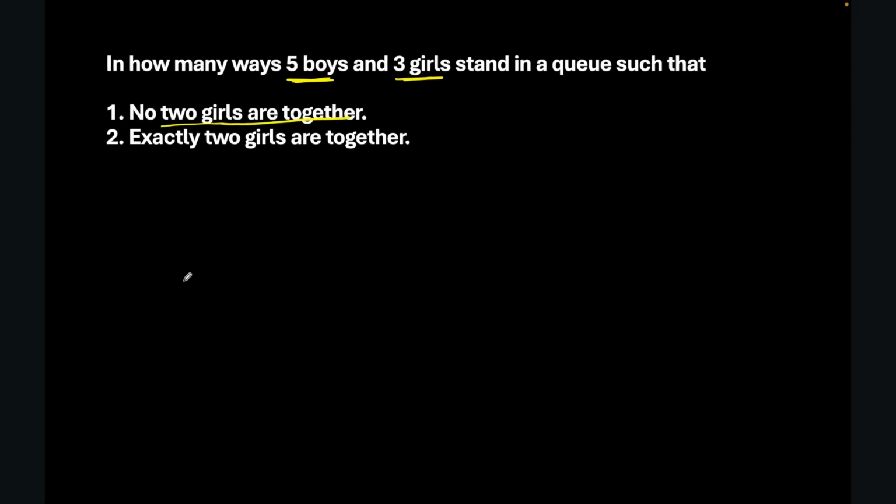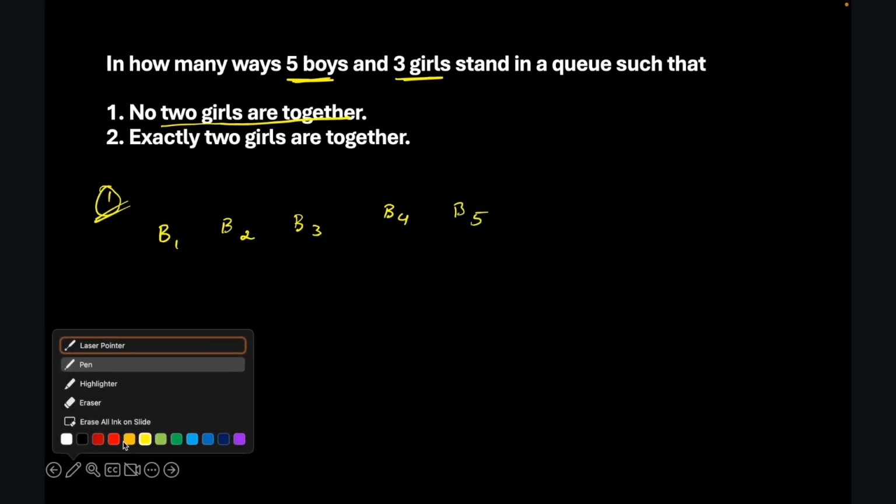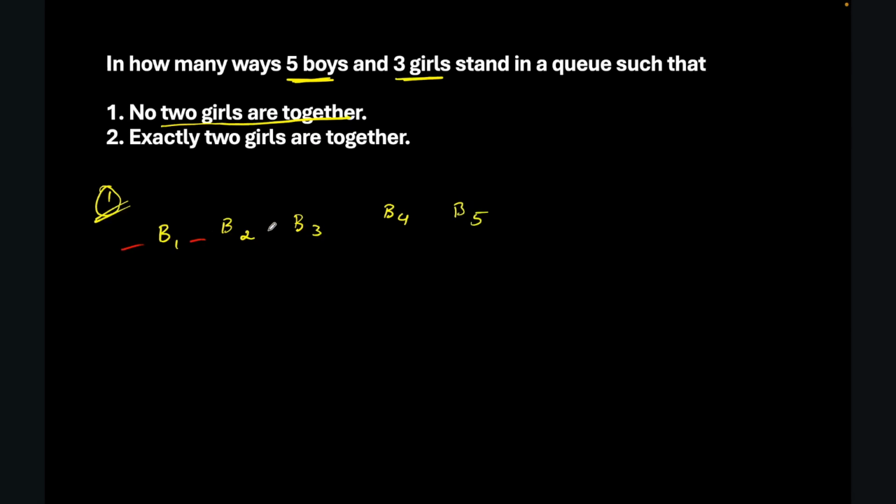Okay, 2 girls cannot be together. So there has to be at least one boy between any two girls. Let's write out the boys: boy 1, boy 2, boy 3, boy 4, and boy 5. So this is the first spot, second spot, third spot, fourth spot, fifth spot, sixth spot. Notice it doesn't matter if the boys are together, so that's why I'm considering all the possible options here.